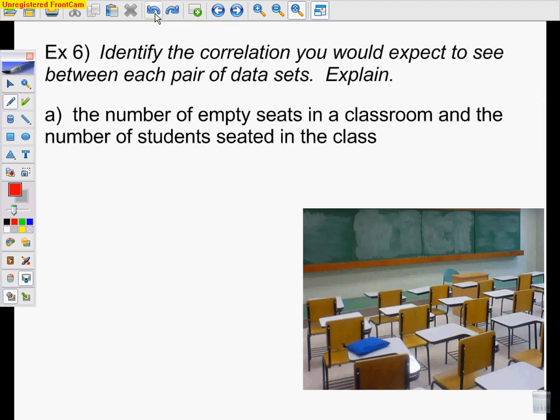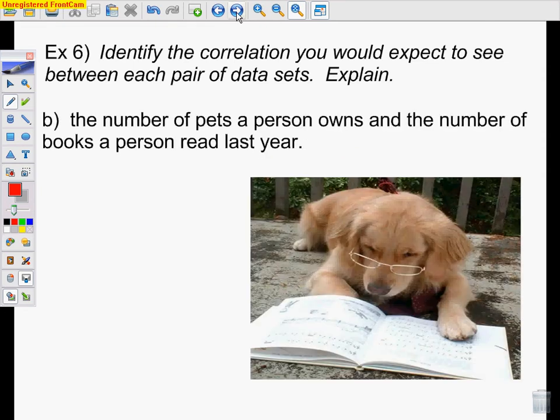The number of empty seats in a classroom and the number of students seated in a classroom. This one would be a negative correlation. And the reason why it's a negative correlation is because as the number of students increases in the classroom, what happens to the number of empty seats? They decrease. So one increases and the other one decreases. So that's negatively correlated. All right, go ahead, pause the video, and write down this part here.